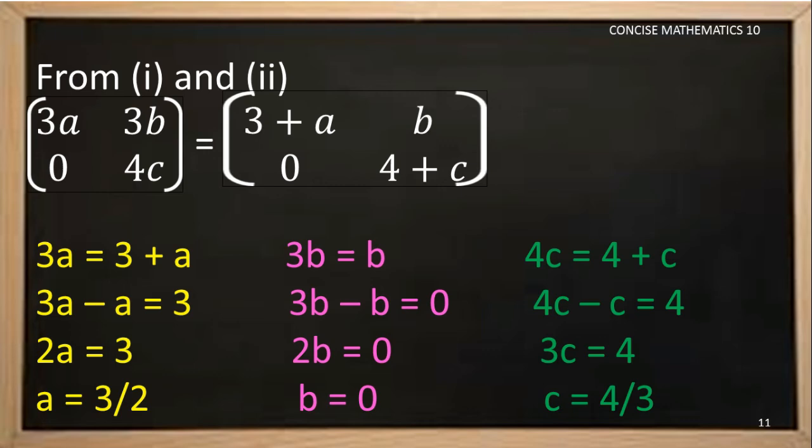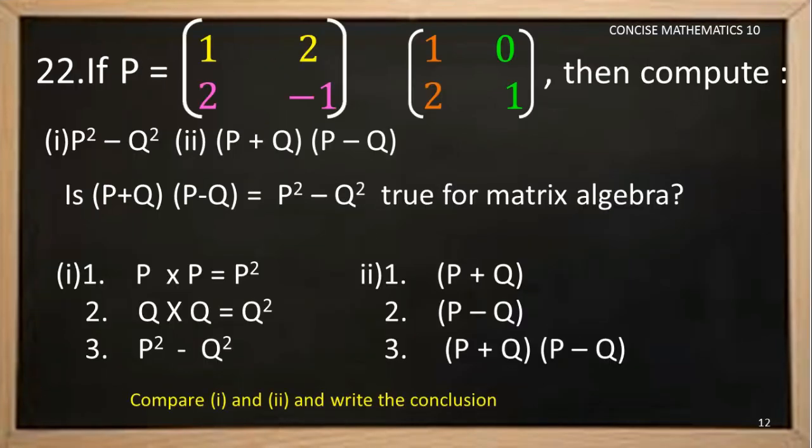4c is equal to 4 plus c, hence the value of c will be equal to. Question number 22. In this question, it is said that if matrix P is equal to 1, 2, 2, minus 1 and matrix Q is equal to 1, 0, 2, 1, the other matrix is Q, children, just note down.